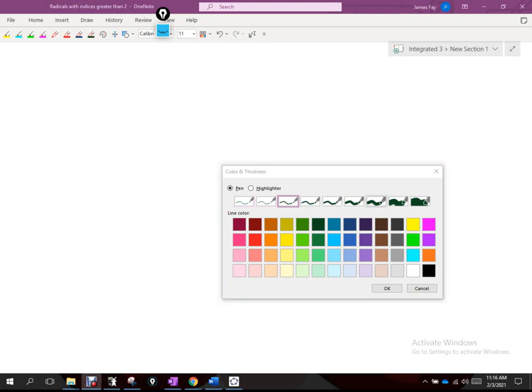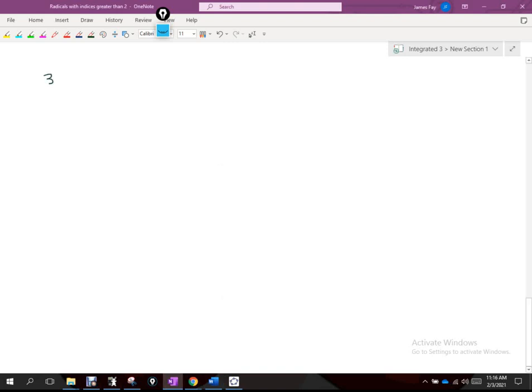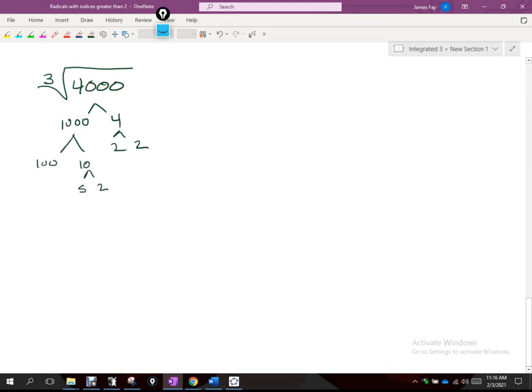Working through a couple more examples. Let's go cube root of 4,000. Okay, so what will divide 4,000? 1,000 times 4. Okay, 4 goes down to 2 and 2, right? What's 1,000 go down to? 100 times 10. 10 goes to 5 and 2. What's 100 go to? 10 and 10. And then those all go to 2 and 5, right?